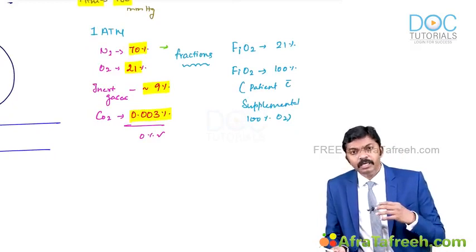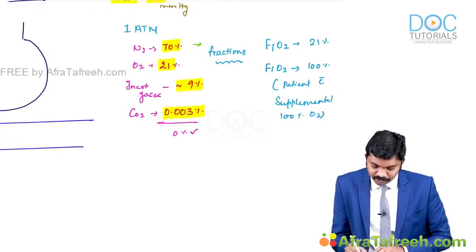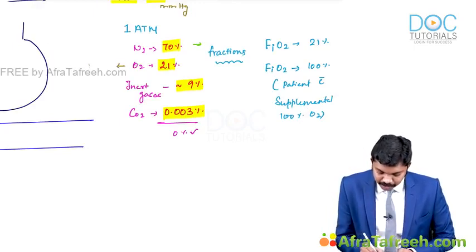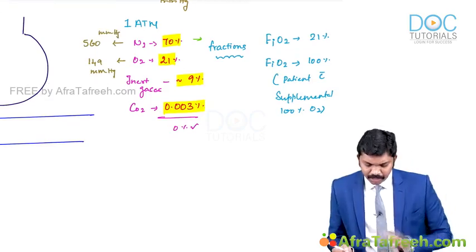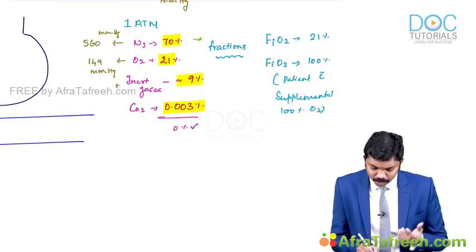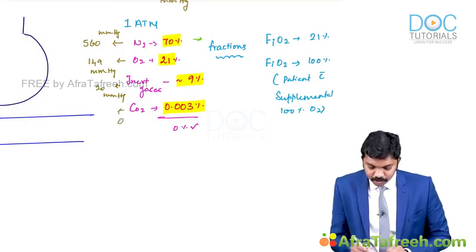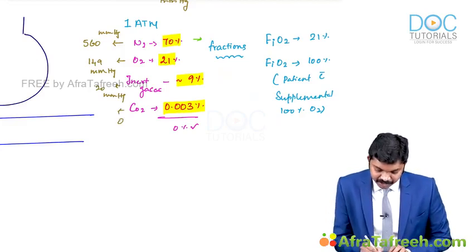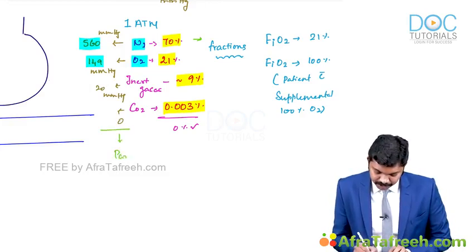Now if you look at the partial pressures contributed by those gases, 21% oxygen contributes a partial pressure of 149 millimeters of mercury, while 70% nitrogen contributes about 560 millimeters of mercury, right doctors? And inert gases contribute about 20 millimeters of mercury, carbon dioxide practically 0. So these values, 560 millimeters for nitrogen, 149 for oxygen, are called partial pressures.